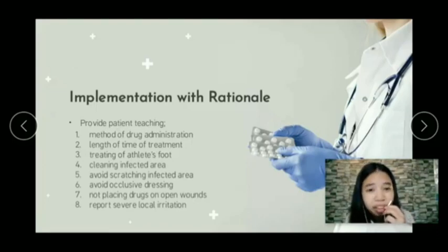The need to keep the infected area clean by washing with mild soap and water and patting it dry. The need to avoid scratching the infected area and use of cool compresses to decrease itching can be advised. Next, the need to avoid occlusive dressings because of the risk of increasing systemic absorption, and the importance of not placing drugs near open wounds or active lesions because these agents are not intended to be absorbed systematically. And of course, this is very important. The need to report severe local irritation, burning, or worsening of the infection to a healthcare provider.